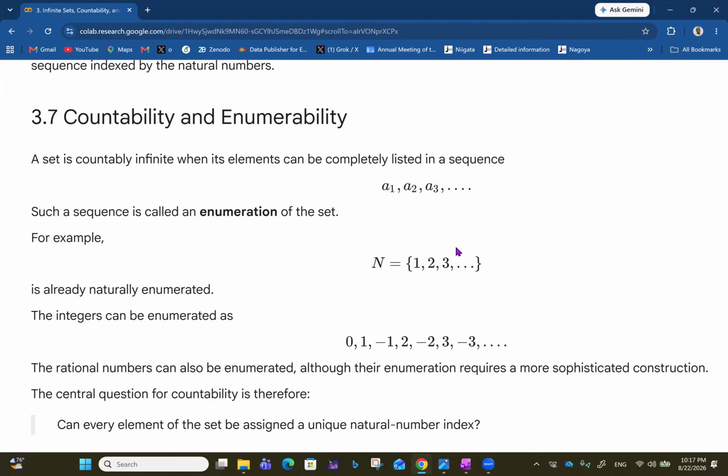So let's talk about countability and enumerability. A set is countably infinite when its elements can be completely listed in a sequence.